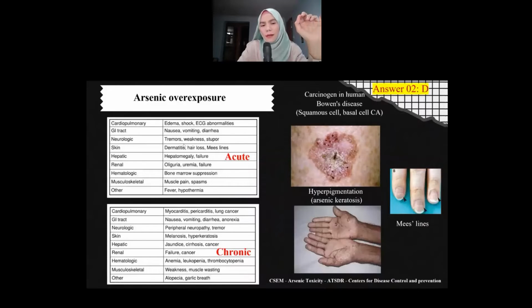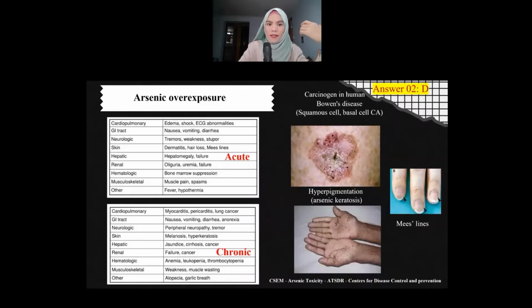Some of the symptoms are like lead poisoning, but what I want to emphasize is dermatitis. Skin lesions like arsenical keratosis are hyperpigmentation of the sole and palm. And Mees' lines. Mees' lines are parallel leukonychia of the nail bed. And the chronic symptoms affect many systems.